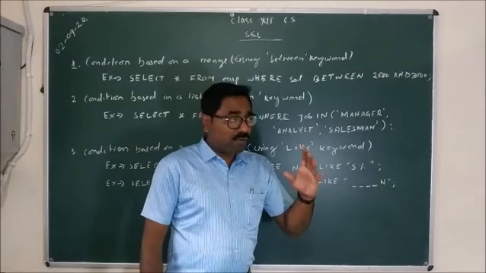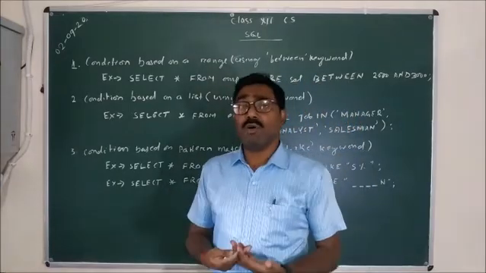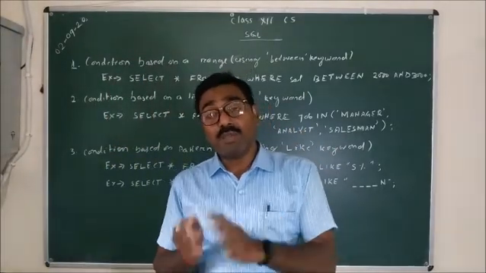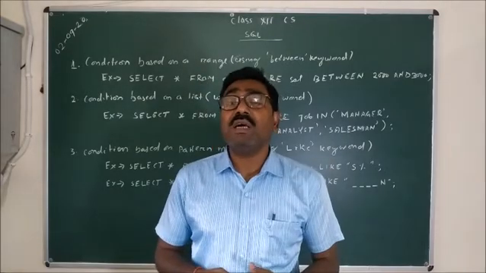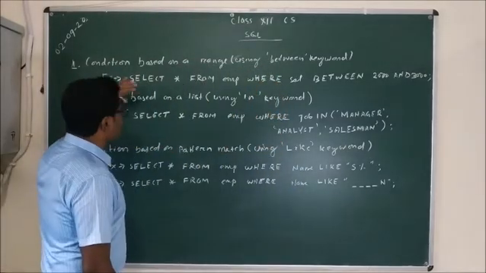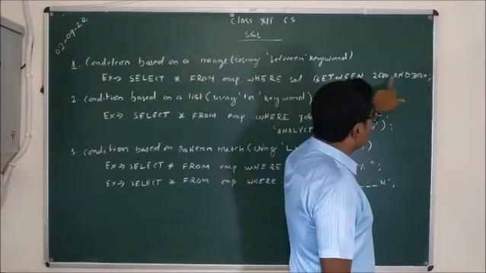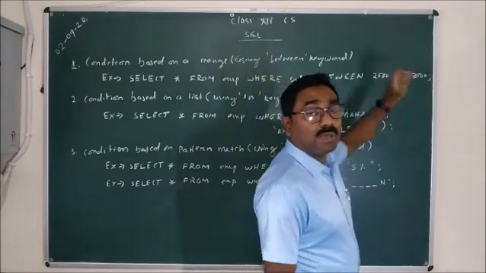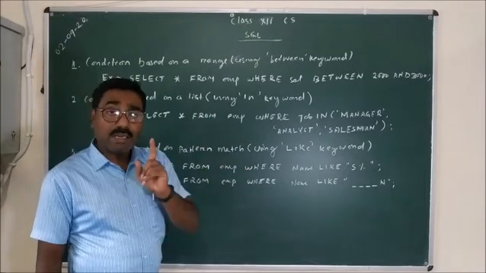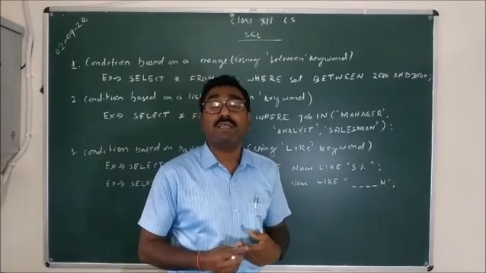Suppose we want to display the records of those employees whose salary is between 2000 to 3000, and both the values, 2000 and 3000, should be included in the result. In that case we can write: select asterisk from EMP where salary between 2000 and 3000. It will display all the records where the salary is between 2000 to 3000. Remember, both the values 2000 and 3000 are included in the result.